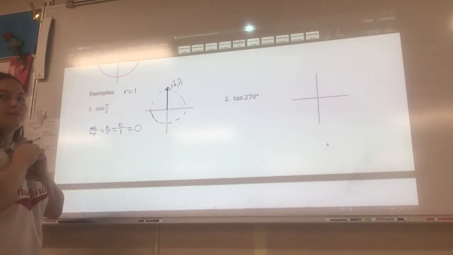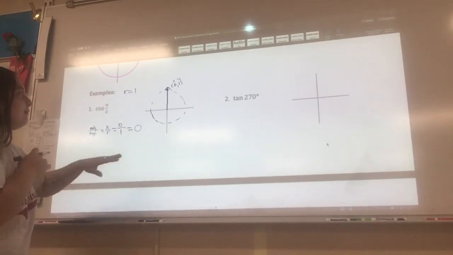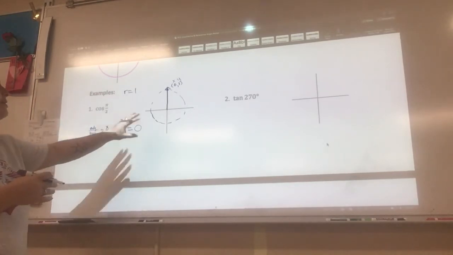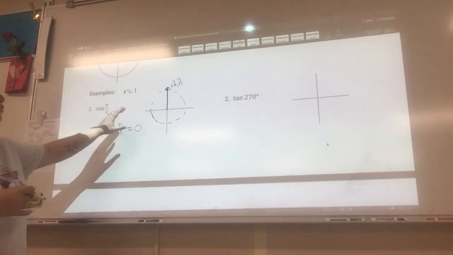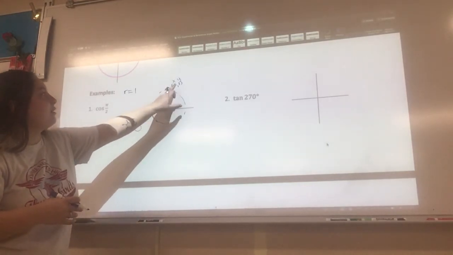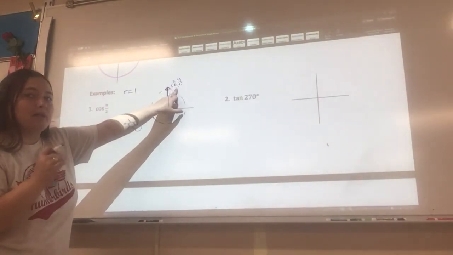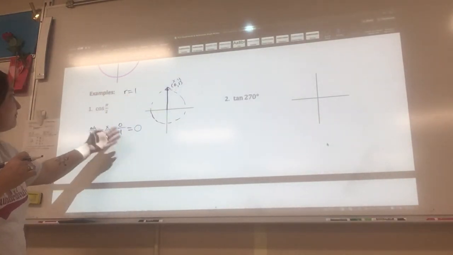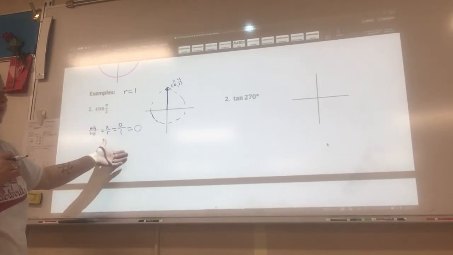That is your answer. Okay? This is the basics. We're going to get more into it, but we're trying to see that based off of what we've been given, we know our angle is here, therefore it is at this point 0, 1, and our radius being 1, we have enough information to solve for cosine pi over 2.